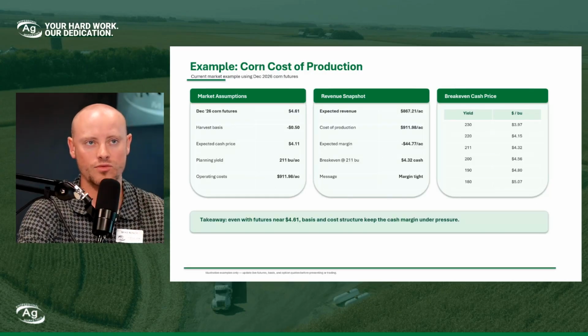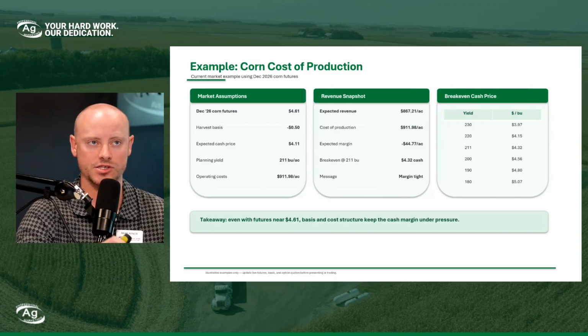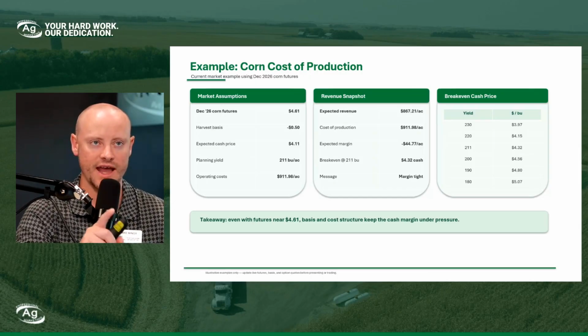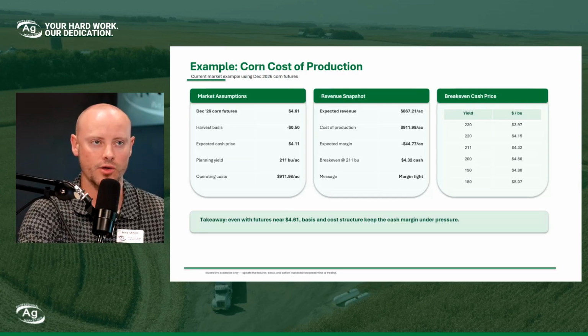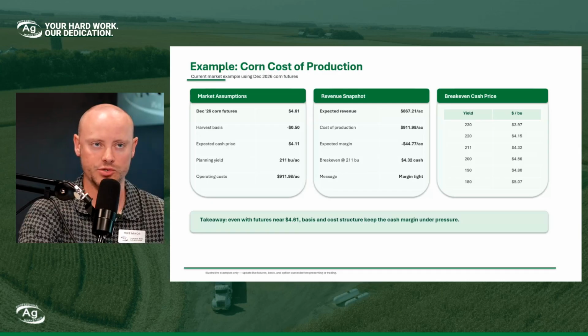So with our expected revenue at $867 an acre using 411 and 211, and cost of production at $911, I'm losing about $45 an acre with that expected scenario. My break-even's about $432 cash there. So the margin's pretty tight to a little negative.